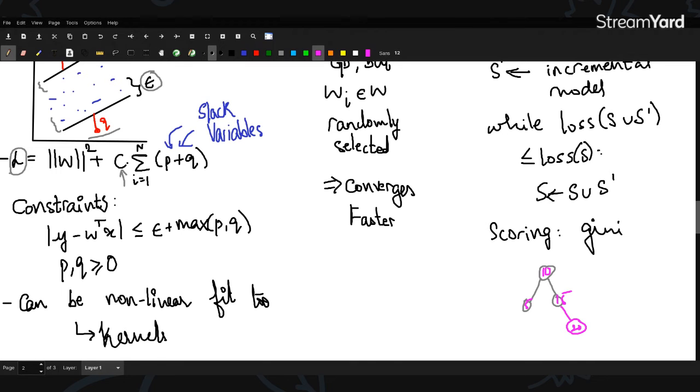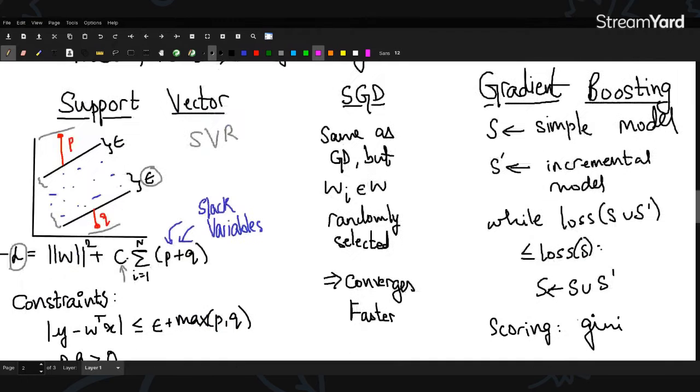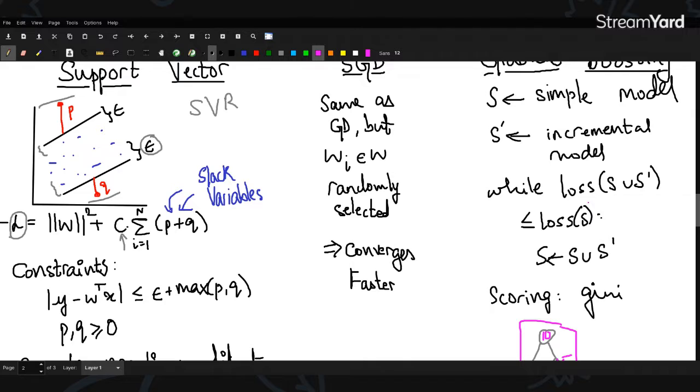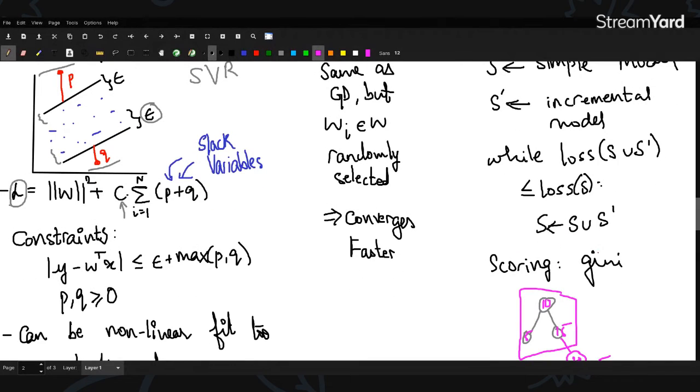With that analogy in mind, we have a simple model, and then we have an incremental model. The simple model will be this part, and the incremental model will be this. We choose to add it if it actually does something good for us. So it's more like a greedy strategy where you do local optimization at each step. They have different kinds of scoring mechanisms, like Gini.